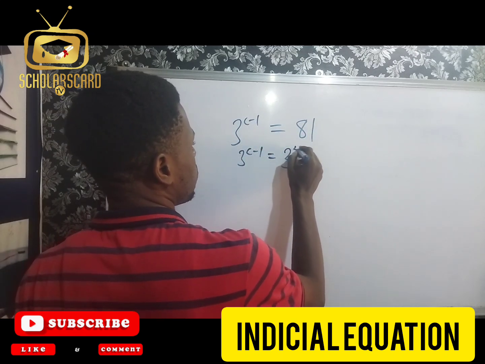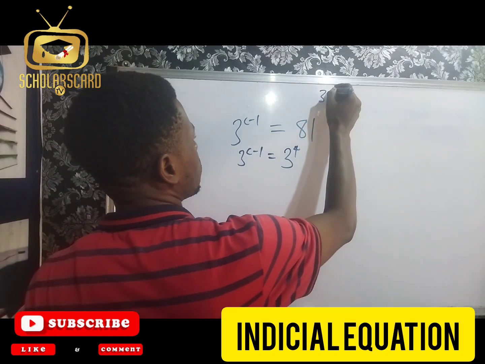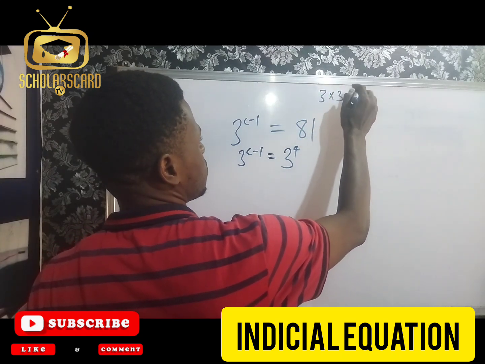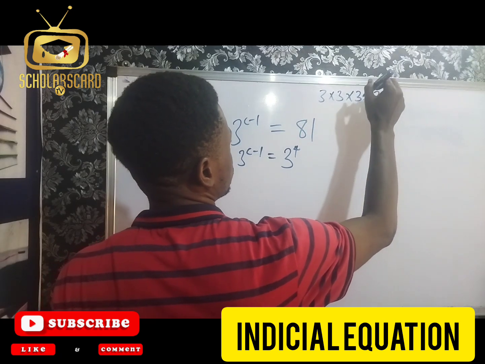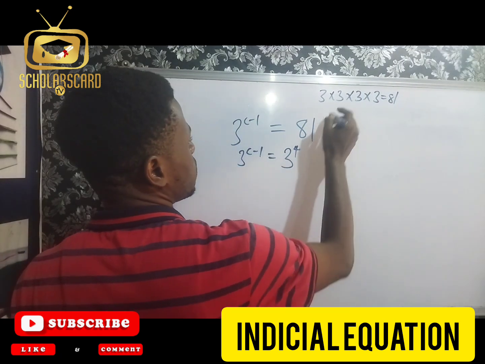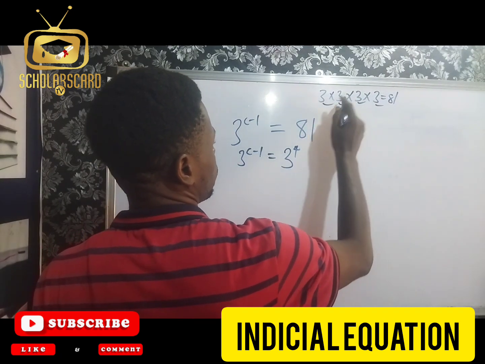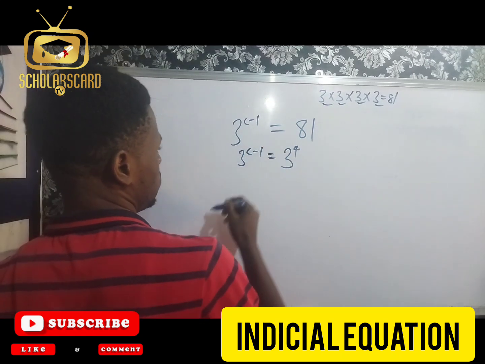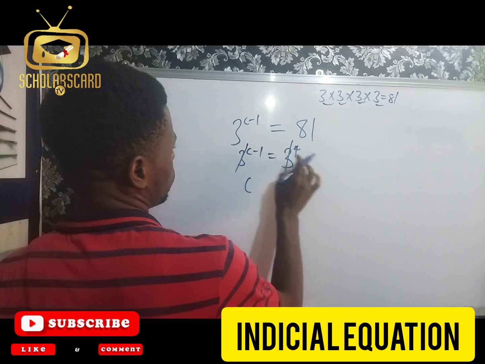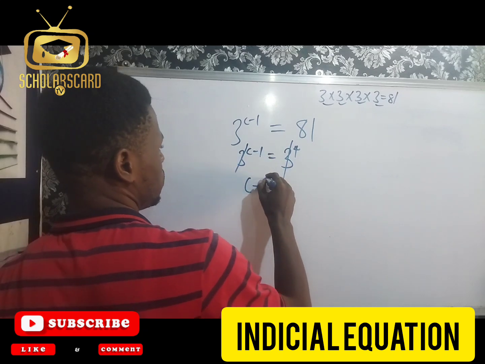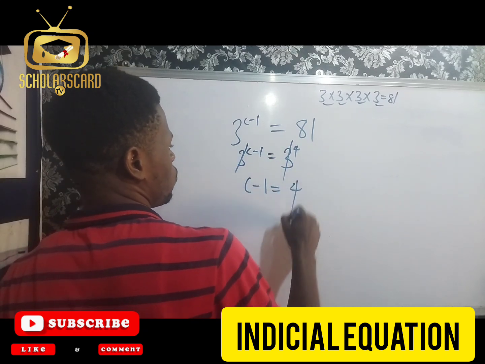3^4. Because 3 times 3 is 9, 9 times 3 is 27, 27 times 3 is 81. So definitely this is 3^4. I said 3^4. So we're going to divide this 3 by this 3. So now this will become the same base, which is C minus 1 equal to 4.